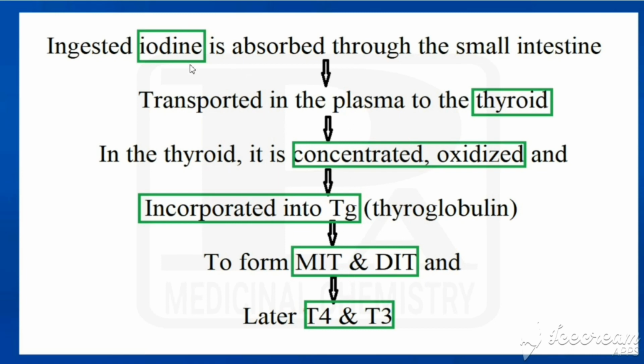After taking food, the iodine present in the food is absorbed through the small intestine and transported in the plasma finally to the thyroid. In the thyroid, it is concentrated, oxidized and incorporated into thyroglobulin, where it forms MIT and DIT, and finally these are coupled. Already we have seen two DITs are coupled and we get T4, and MIT with DIT coupling takes place and we get T3.